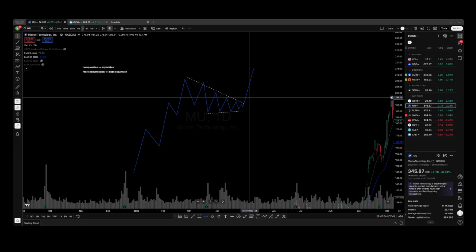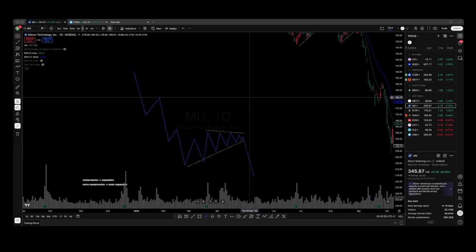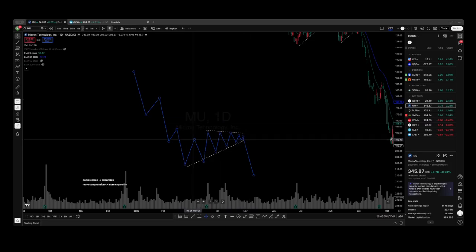This also works the same vice versa if we're talking about shorts, right? You do not want to be the guy that is shorting the first pop here, right? You want to wait for this to continue to consolidate and to continue to compress, and then look to trade the breakdown.